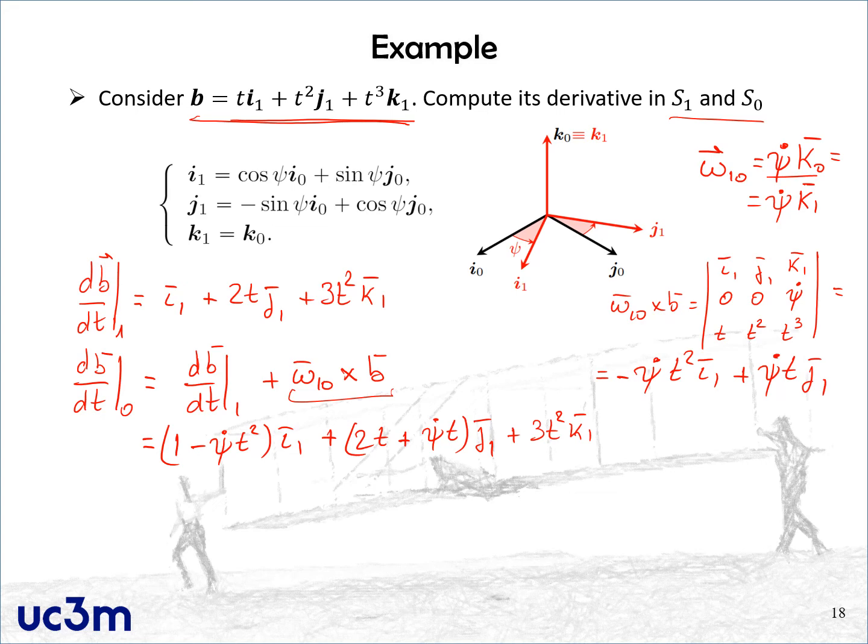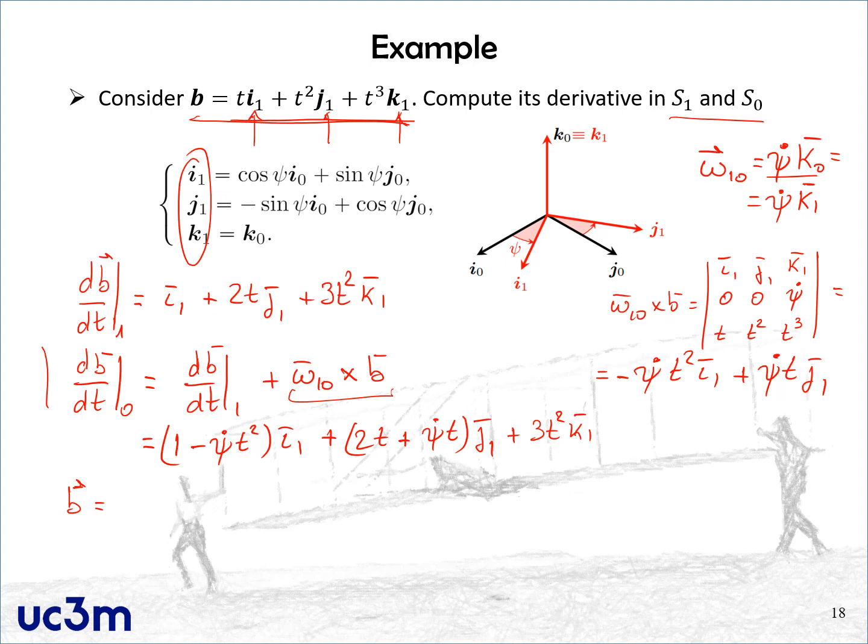So one possibility would be to use these expressions to replace I1, J1, and K1, so we can write B in basis 0 and then take derivatives in that expression. That way we don't need to apply the Coriolis theorem because we already have everything in basis 0 and it's easy to take derivatives directly. So that can be done, of course. Let us see that we have the same result.